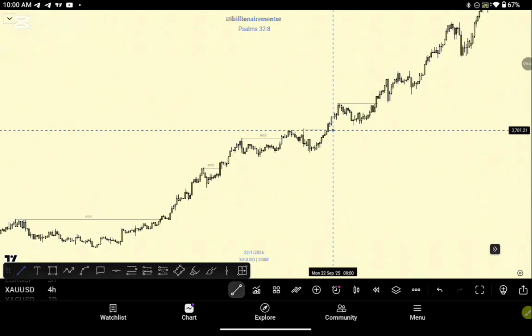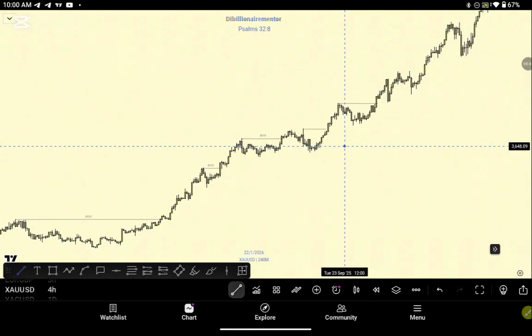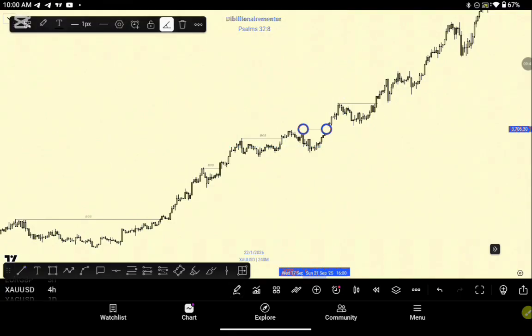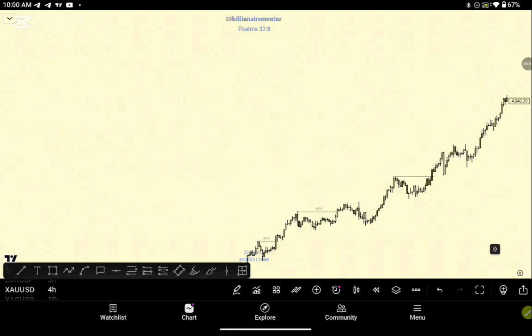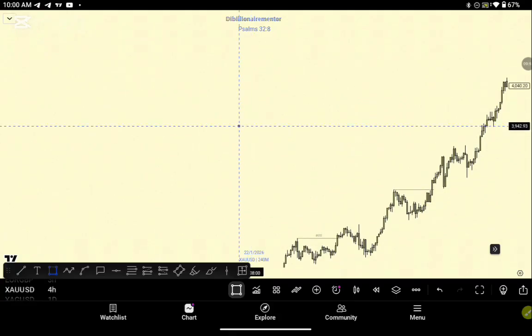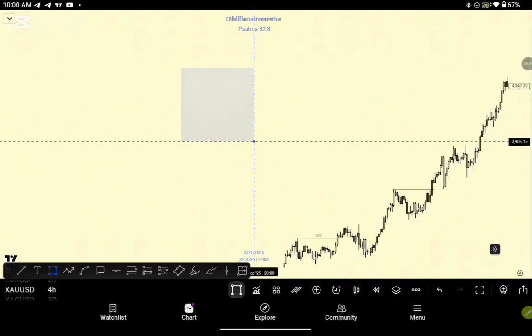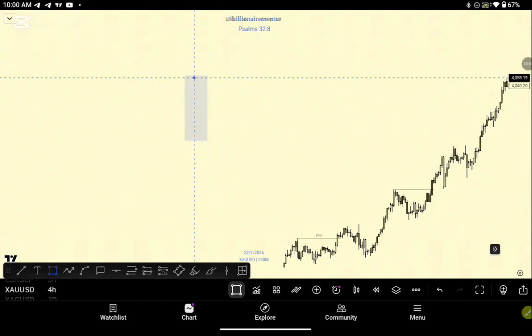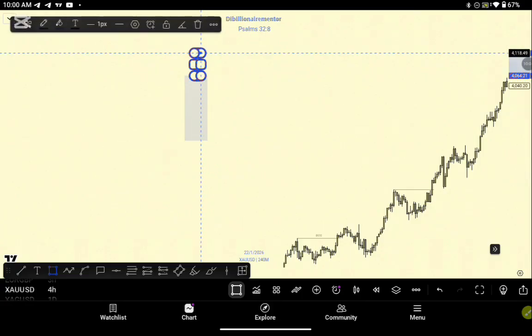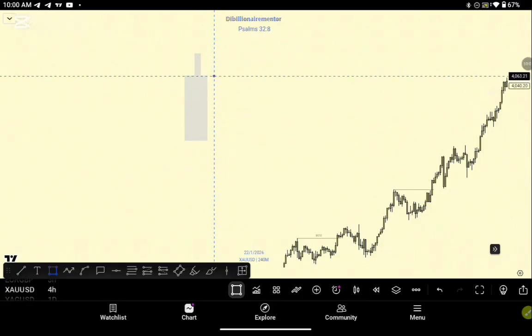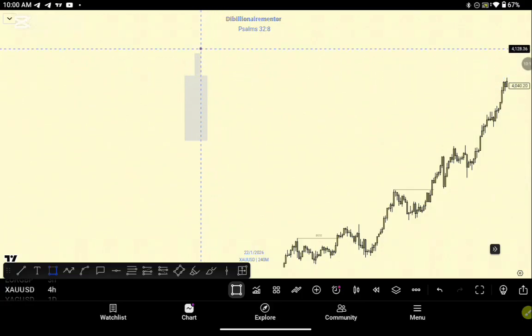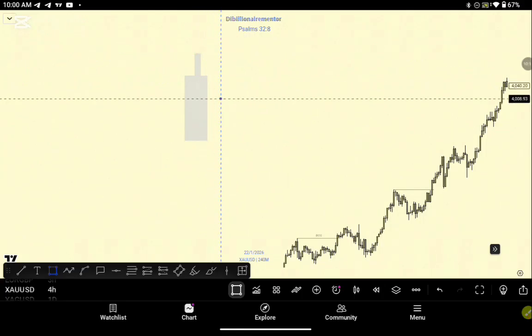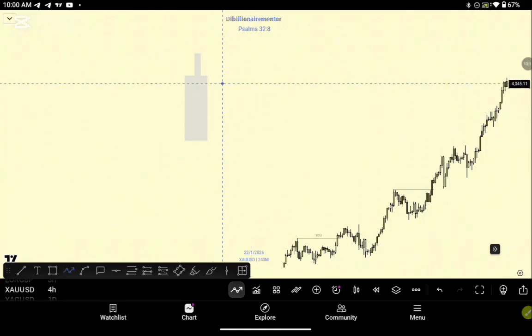Do you understand? Let me explain again. I don't think I did justice to the explanation. For example, if you have something like this, we have a bullish candle. Do you understand? Then this is the wick of the bullish candle. The next candle we actually want to see, if you want to confirm this as a break of structure, is something like this.